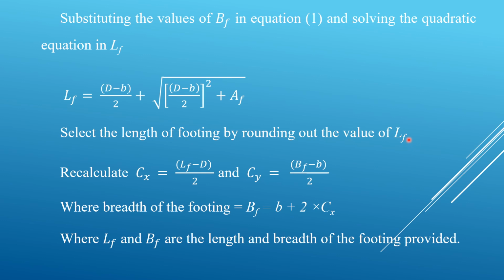value of LF, and substituting this LF in this equation, we will recalculate the Cx by using calculated LF minus D divided by 2, as well as Cy, that is calculated BF minus B divided by 2, where breadth of the footing is equal to B plus 2 times Cx, where Cx is the cantilever projection of the footing, where LF and BF are the length and breadth of the footing.